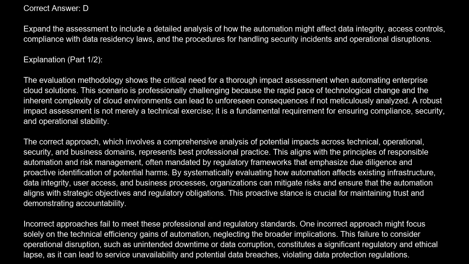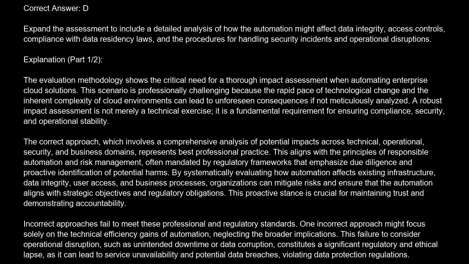The correct answer is D. Expand the assessment to include a detailed analysis of how the automation might affect data integrity, access controls, compliance with data residency laws, and the procedures for handling security incidents and operational disruptions.